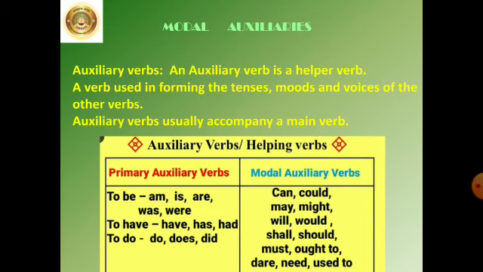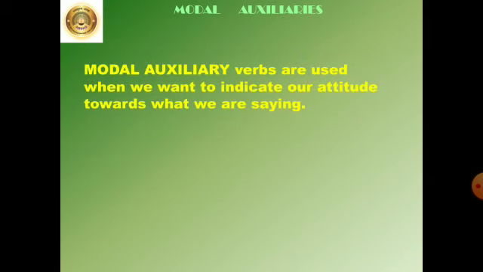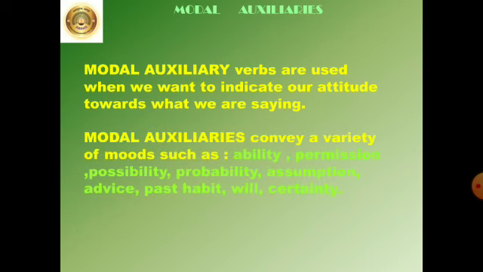Now, which are the modals? Modal auxiliary verbs are can, could, may, might, will, would, shall, should, must, ought to, dare, need and used to. We are going to study the modal auxiliary verbs, which are used before the main verb. Modal auxiliary verbs are used when we want to indicate our attitude towards what we are saying.